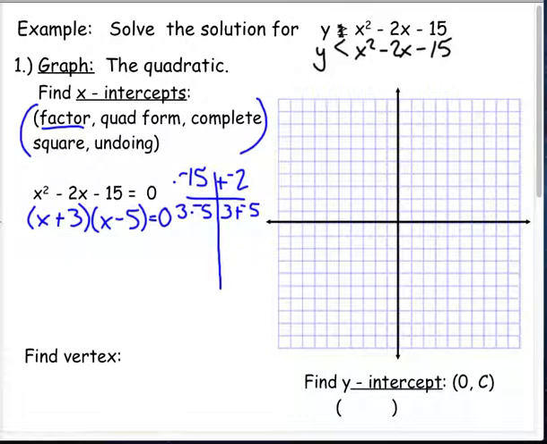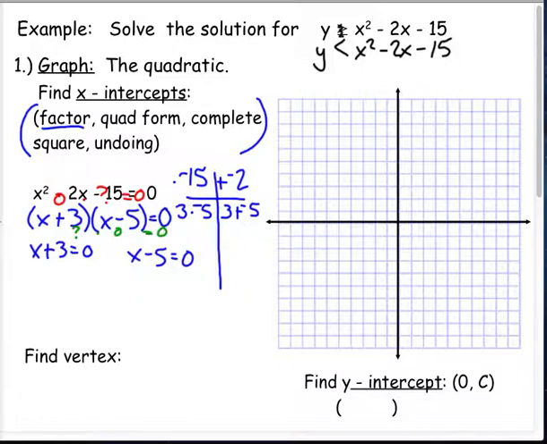Setting it equal to 0 gives us the x-intercepts. So then we solve using the zero product property. Either x plus 3 is 0, and I would have 0 times something equals 0. Or my other option is x minus 5 equals 0. Looking at that, we would have 0 times something still equals 0. So that's how the zero product property works.